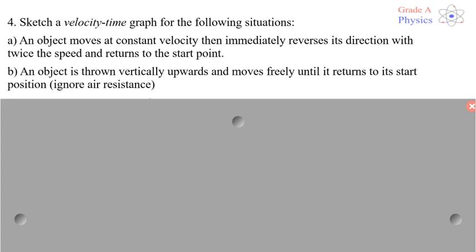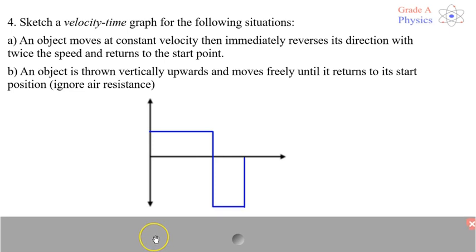Okay, the final question. This is thinking about how we represent slightly complex scenarios or journeys with a velocity time graph. Let's have a look at the first one, part A. An object moves at constant velocity, well that's straightforward, and then immediately reverses its direction. So it changes its direction. So we now have negative velocity, that's important. It says with twice the speed or twice the magnitude of velocity. So there's no numbers on here, but we can see that approximately the magnitude of the velocity down here is double the original velocity and returns to the start point.